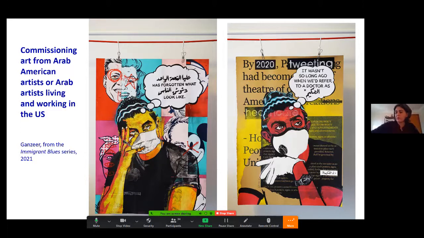Another thing that we've been able to do through this grant from the Mellon Foundation is commission artwork by Arab artists living in the United States or Arab American artists. And the museum itself doesn't have an acquisition budget, so it's hard for me to say that we actively collect artwork. What we have has been collected through donations or master donations. But we've been able to commission a few artworks by a few artists. The ones you're seeing now are two works on paper by an Egyptian artist called Ganzir.